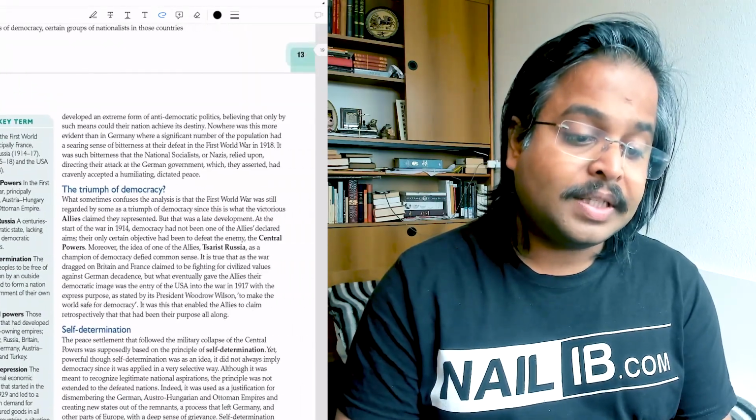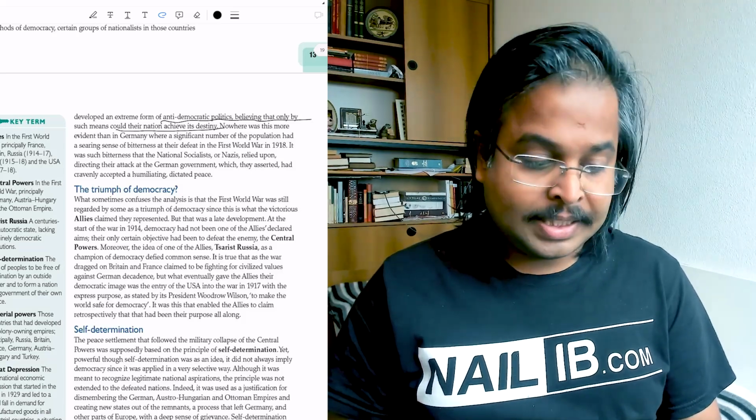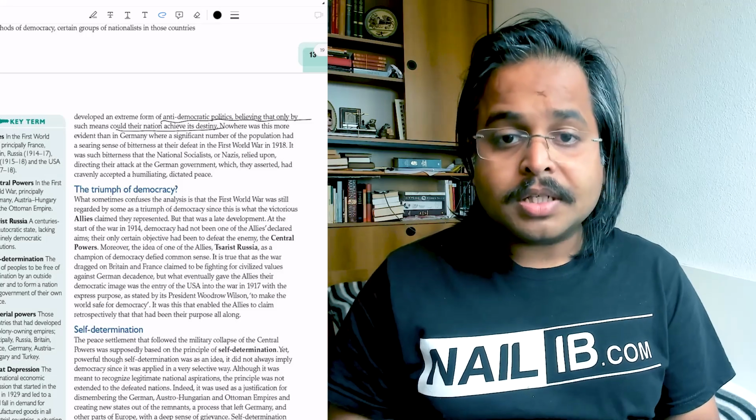Such views were particularly strongly held among certain sections in the relatively new states of Germany and Italy, where democratic traditions were weak or even non-existent. Scorning what they regarded as the ineffectual methods of democracy, certain groups of nationalists in these countries developed an extreme form of anti-democratic politics, believing that only by such means could their nation achieve its destiny or greatness. Nowhere was this more evident than in Germany, where a significant number of the population had a searing, very painful sense of bitterness at their defeat in the First World War in 1918. It was such bitterness that National Socialists or Nazis relied upon, directing their attack at the German government, which they asserted had cravenly admitted a humiliating, dictated peace.